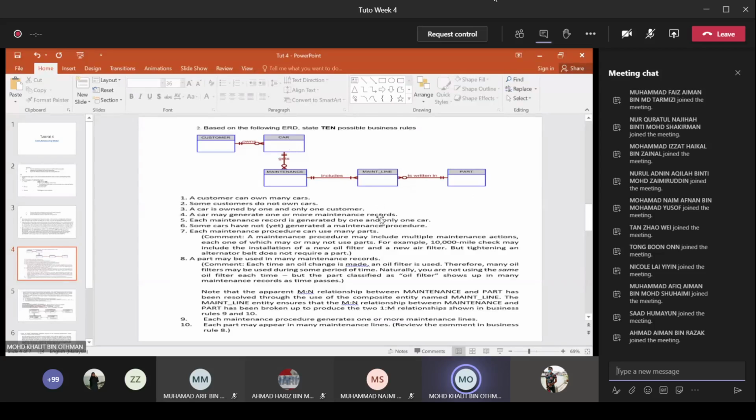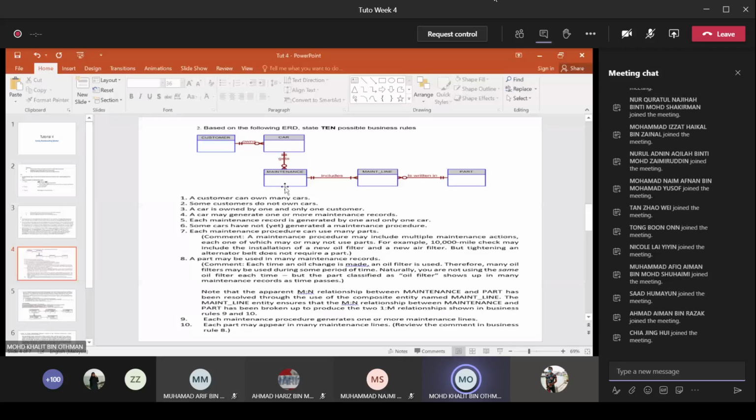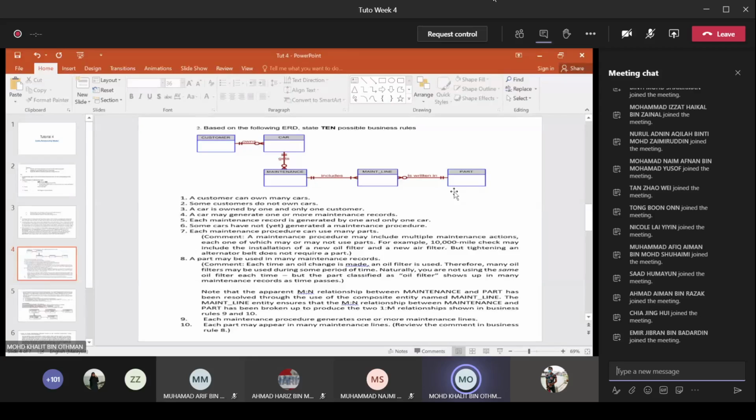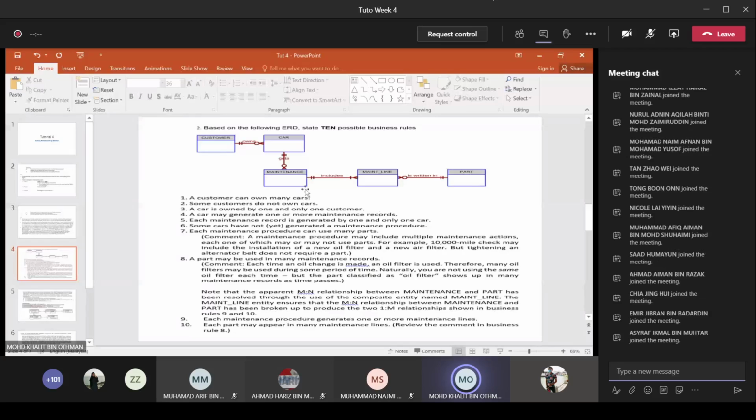And then maybe another one: each maintenance procedure can use many parts. Here the maintenance entity is associated with the entity part. Each maintenance procedure can use many parts, and also a part may be used in many maintenance records. So the relationship between maintenance and part is many to many. A many to many relationship must be split into one to many relationships.